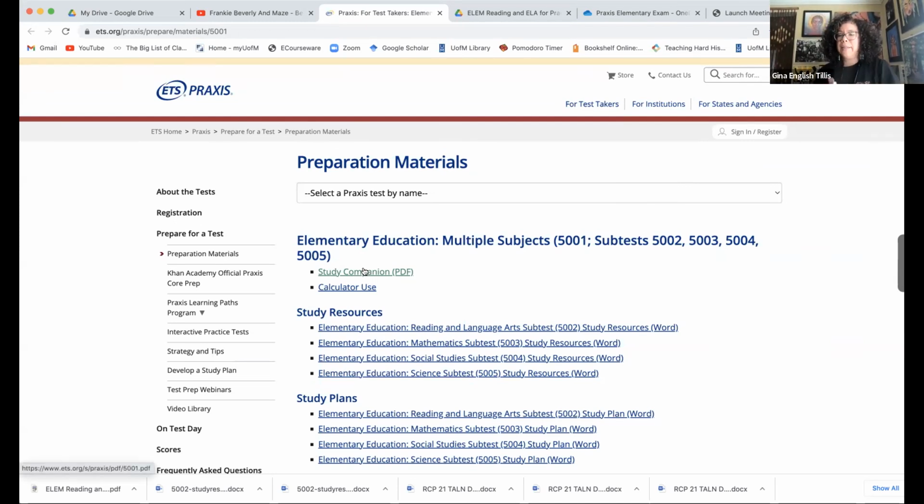The ETS website is the best resource to prepare for the exam, hands down. These are the people who are making the exam, and their resources to prepare are the best resources. What I found very helpful is their study resources and their study plan. So let's go to their study resources real quick.